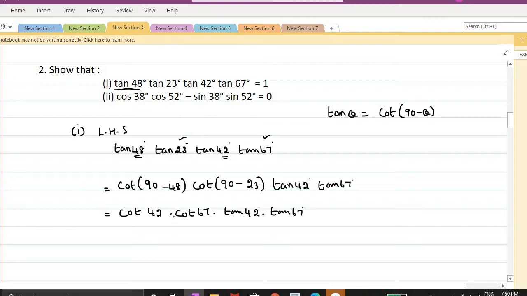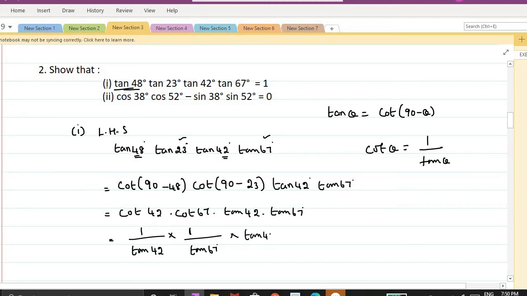So cot theta equals 1 by tan theta, it is the reciprocal. What is the reciprocal of cot theta? 1 by tan theta. So that is equal to 1 by tan 42 into 1 by tan 67 into tan 42 into tan 67. Tan 42 cancels, tan 67 by tan 67 cancels, I get 1.